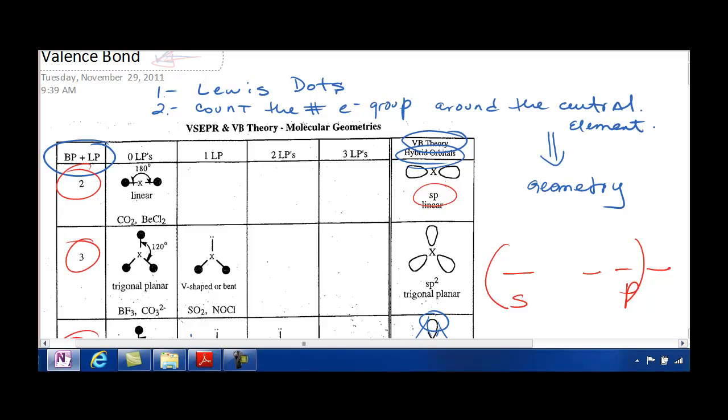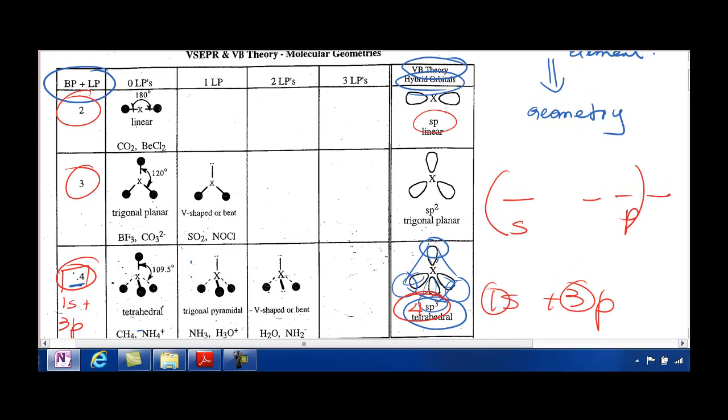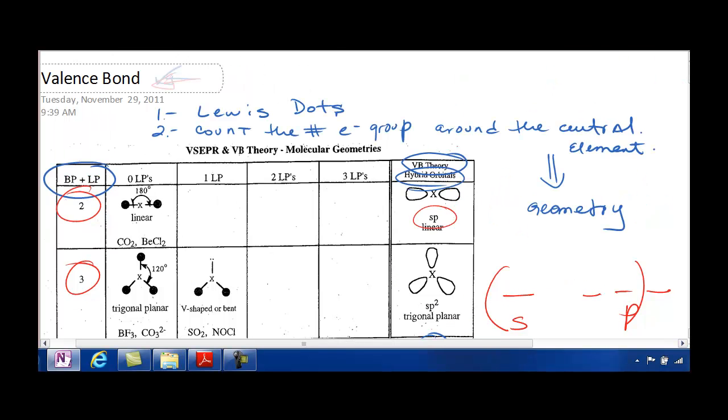Okay, so it's the same chart that we used last couple weeks to do Lewis and to determine the electronic and molecular geometries. We're just adding another column for valence bond. No, I'm not going to give you this paper. You need to reason it out, and it's all very logical once you understand what's happening.